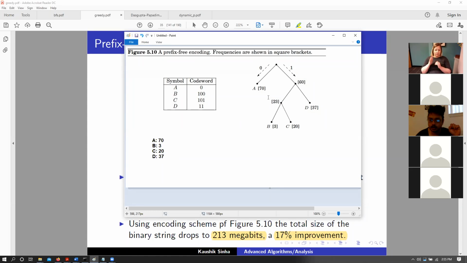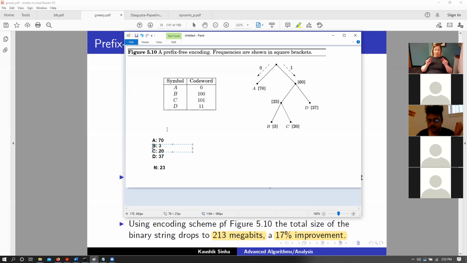We combine them together to create a subtree that has B and C as children, and the root node has the total cost, that is 23. So now we have a new node, let's call it N, and that has a cost of 23, and we have removed B and C from the equation, right? So now we are looking at 23, 37, and 70.